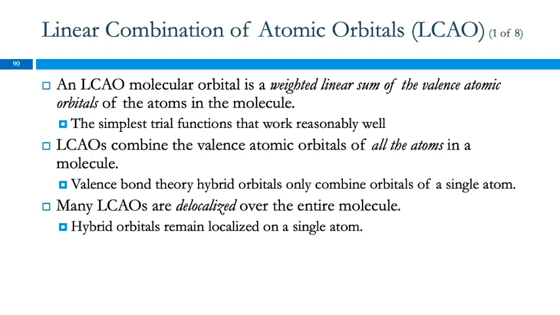When we looked at valence bond theory, we were only looking at orbitals on a single atom, and we were hybridizing those orbitals, combining them. Here we're combining the orbitals from all of the atoms in the molecule. So these orbitals are delocalized over the entire molecule, whereas the hybrid orbitals remain localized on a single atom. We'll see that molecular orbital theory can explain some things that even valence bond theory chokes on.